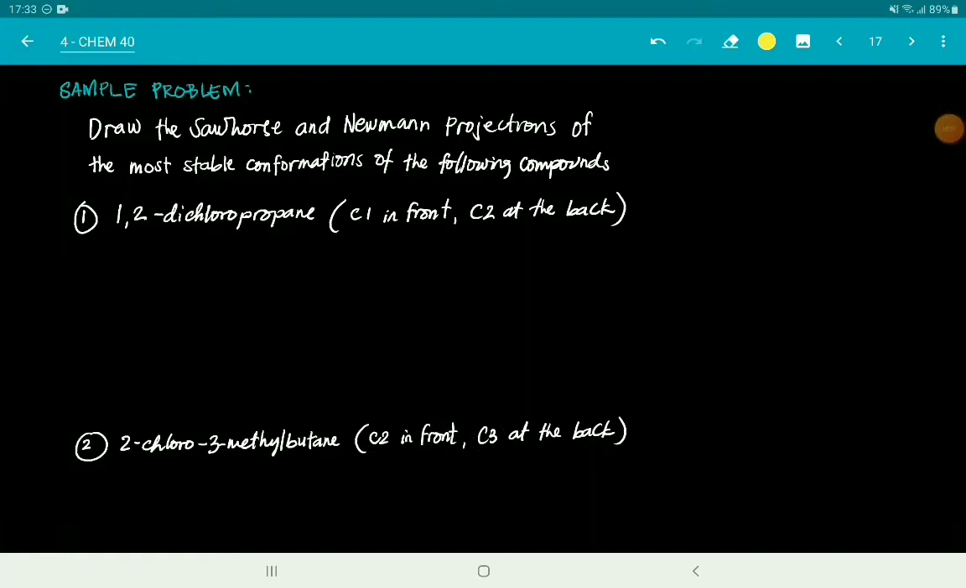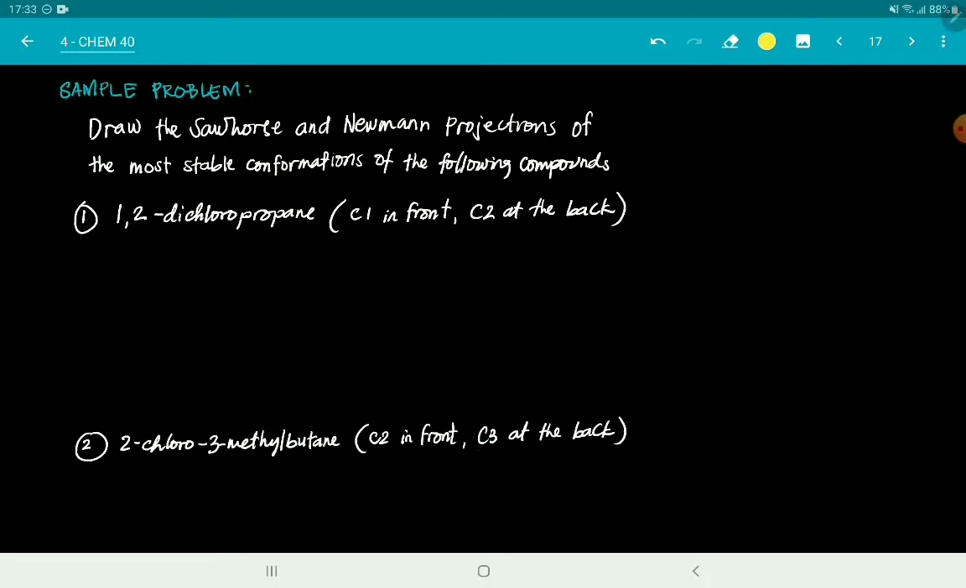So in this video, we have some sample problems related to our previous discussion on the conformational stability and isomerisms in substituted ethanes and cyclohexanes. So for the instruction, draw the sawhorse and the Newman projections of the most stable conformations of the following compounds. So for number 1, we have 1,2-dichloropropane.